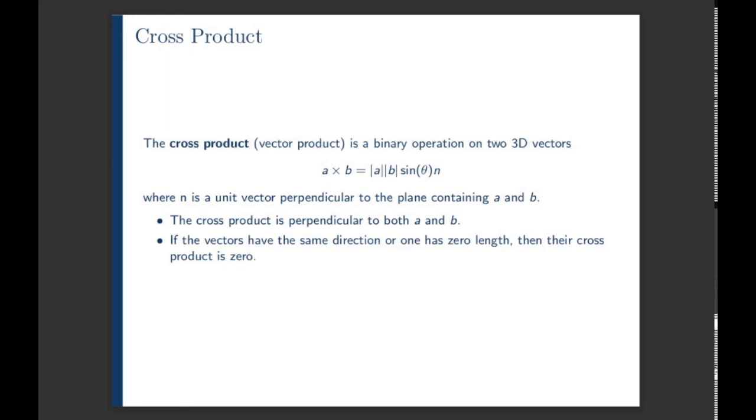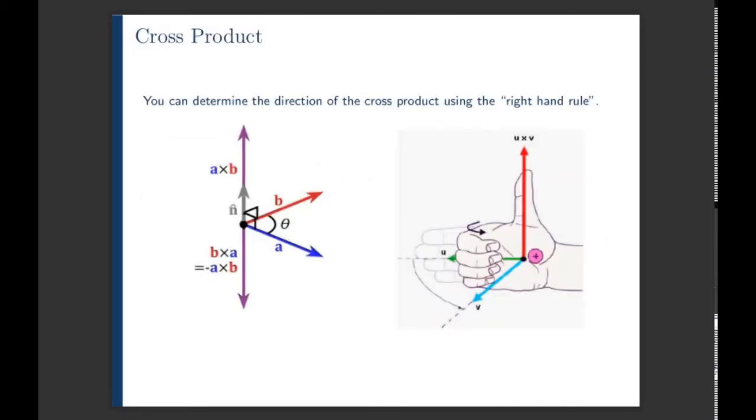And if they have the same direction, or one of them has zero length, then you get the zero vector returned as the cross product. So the obvious question here is, if you take the cross product, it's pointing out of the plane defined by two vectors. Well, which way is it pointing?